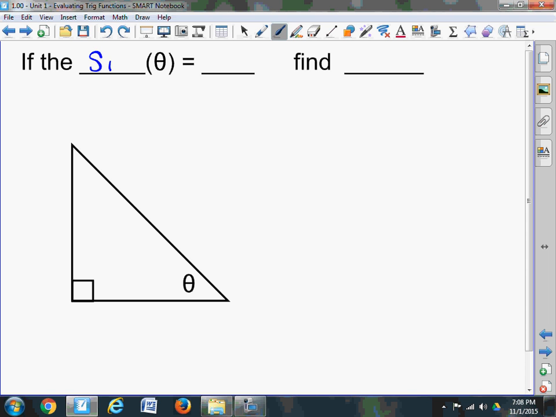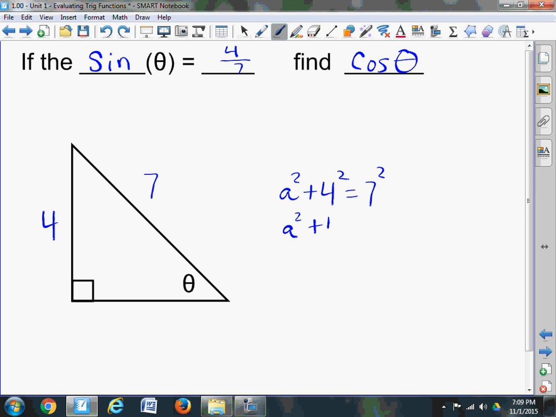So if I know sine of theta is 4/7, find cosine of theta. All right, so if sine of theta is 4/7, we can assume this is 4, this is 7, and then I'd have to use the Pythagorean theorem to find the missing side. So I can say a squared plus 4 squared is equal to 7 squared. A squared plus 16 is equal to 49. A squared is equal to 33. I subtract 16 on both sides, so a is equal to the square root of 33.